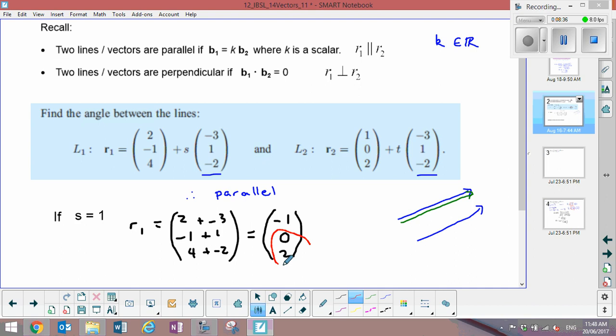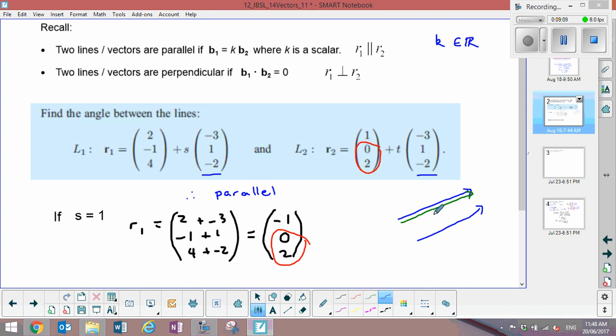See how this part of the point is matching this part of the point. But the x coordinate is different. So this point lies on this line, but this point doesn't lie on it. They can't, otherwise they would all match. If these 2 components are the same, there's no t value that you can take that's going to make that 0, 2 and this minus 1.